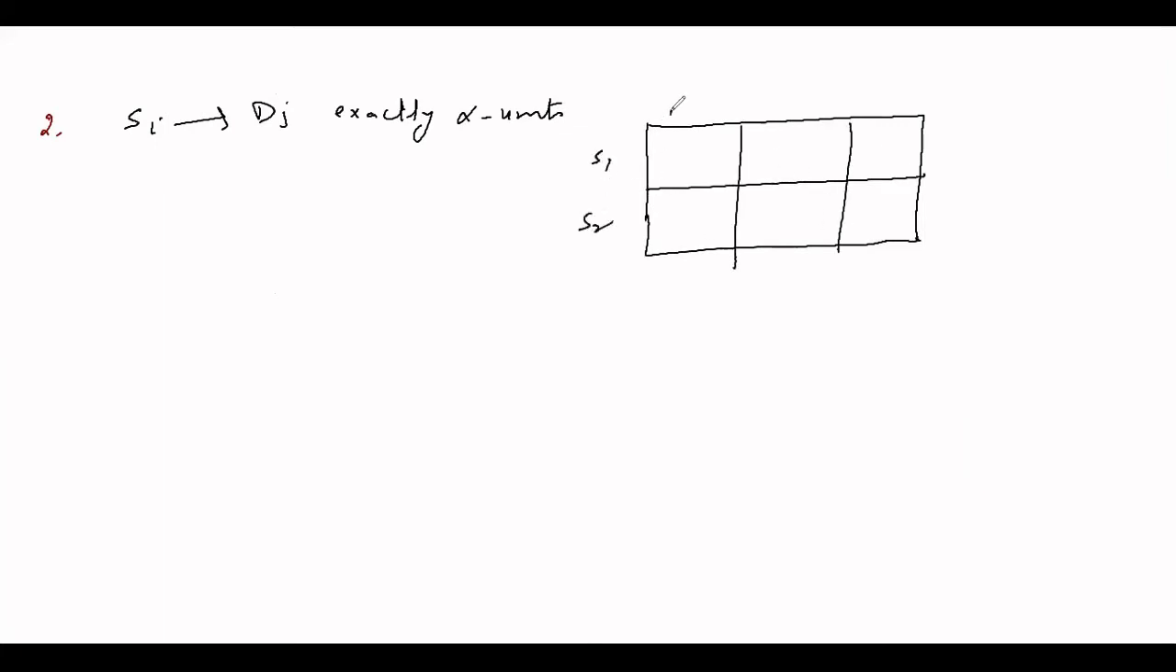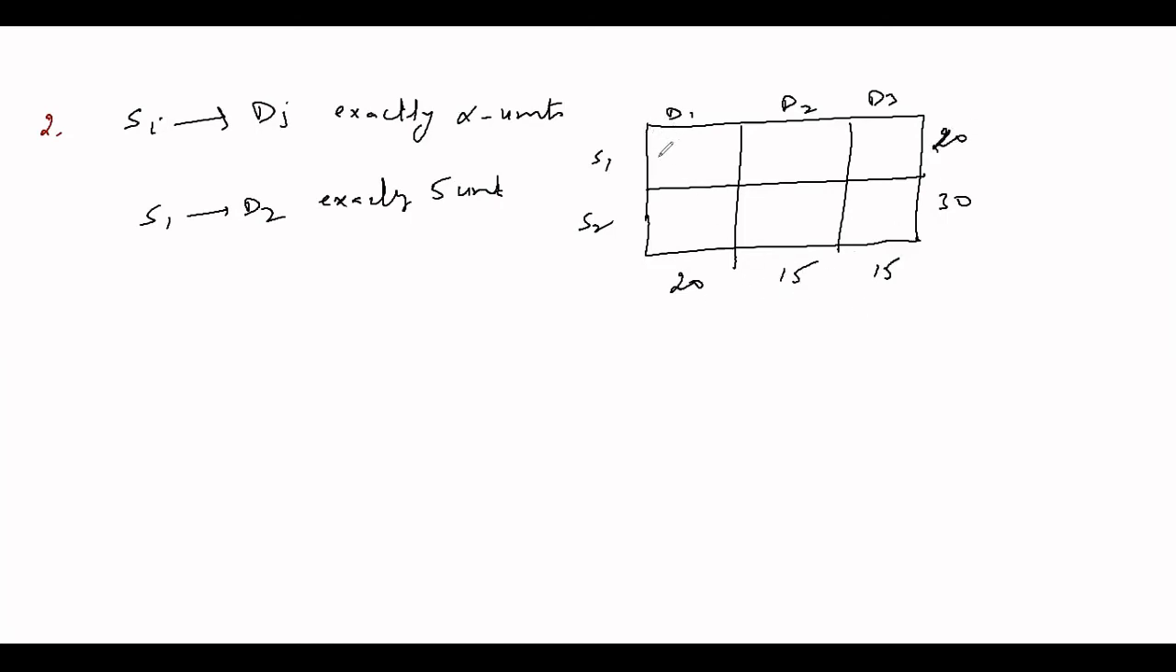So source 1, destination 1, 2, 3. Now suppose source 1 supplies to destination 2 exactly, say, 5 units. Suppose the availability is 20, 30, and then here again 20, 15 and 15. So the total sum is 50, total sum is 50 here.